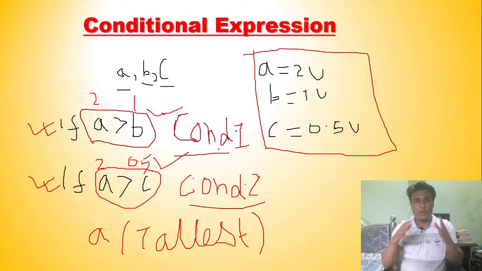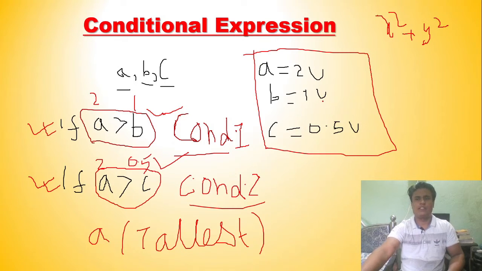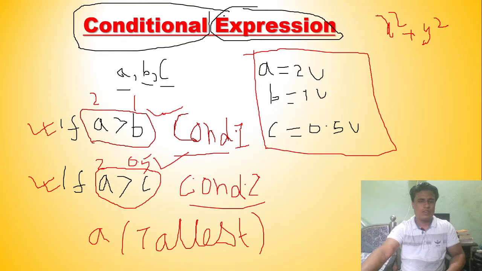Hope you get what I'm trying to say here. Conditional expression is something like that: there will be a condition, whatever expression we write. There are also arithmetic expressions, like x squared plus y squared. This is an algebraic or mathematical expression. Hope I made clear what we mean by expression and what we mean by conditional. So now, moving on.